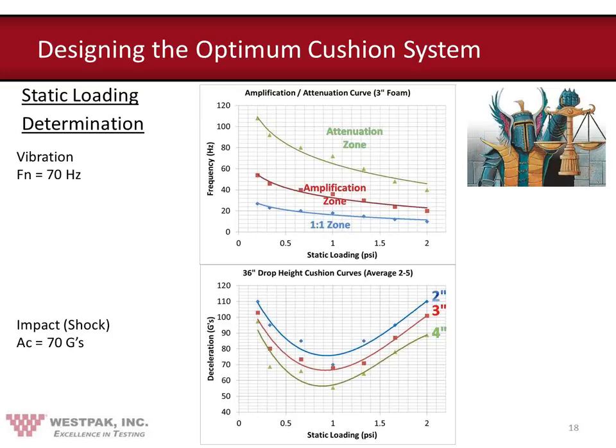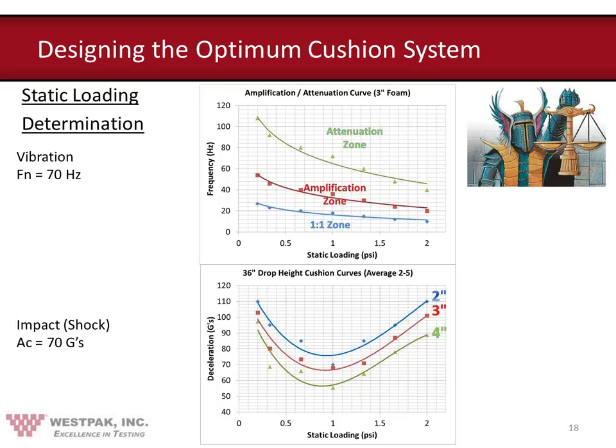Thanks, Herb. So one thing I like to do as a student and as a teacher is just give examples, because one thing that I learned is that you learn by doing. So this example here, we talked about it last webinar, so it's kind of like a review. We had a vibration resonant frequency of a laser that was at 70 hertz. And then we also determined that the critical acceleration was measured at 70 Gs.